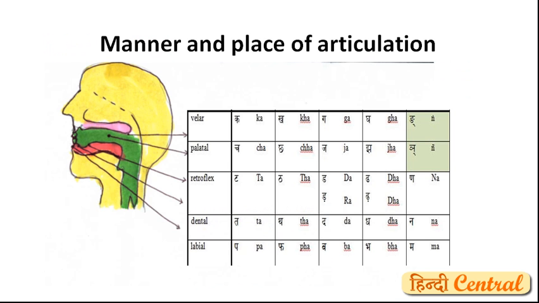Now I'll give an overview of the place and manner of the articulation of Hindi letters. You can see in the picture that the letters start from the back of the mouth and move towards the front step by step.